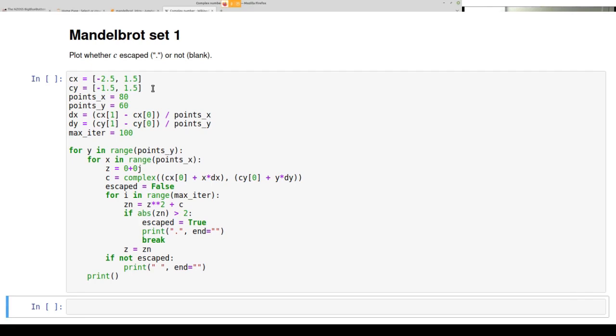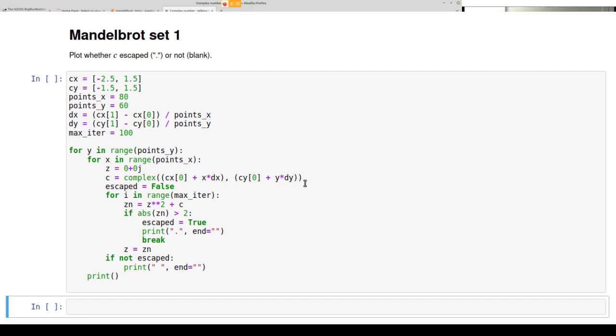And on the y, we're going to go from -1.5 to 1.5. The Mandelbrot set is symmetric around the x-axis, so we're making it symmetric around that. That's a 4x3 ratio. Since I'm outputting it here in the console as a simple test, let's do 80x60 points, a really small one, calculating the increment between the points and doing the same thing.